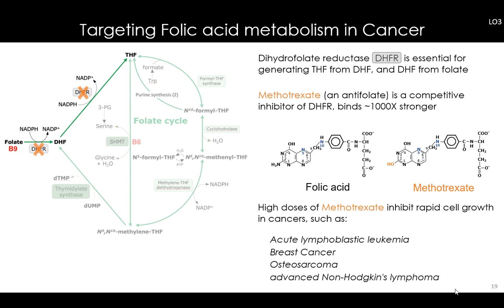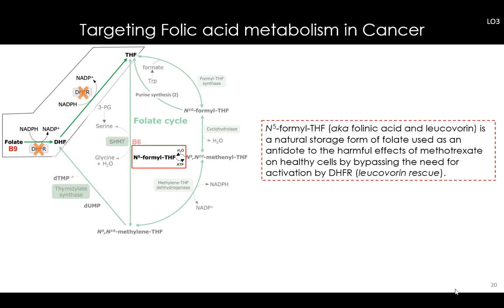N5-formyl-THF, also known as folinic acid and sold commercially as a product called leucovorin, is a natural storage form of folate used as an antidote to the harmful effects of methotrexate on healthy cells because it bypasses the need for activation by DHFR. This effect is often called leucovorin rescue.